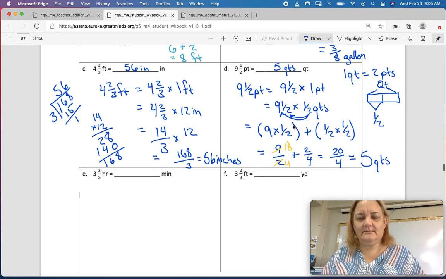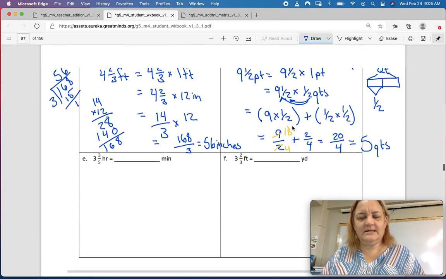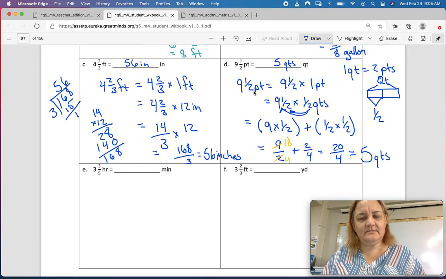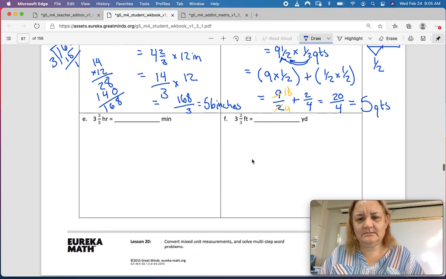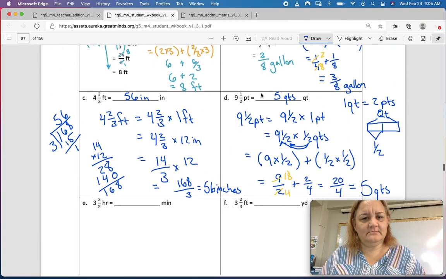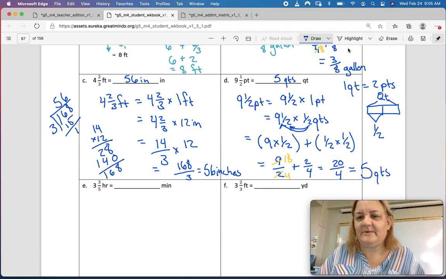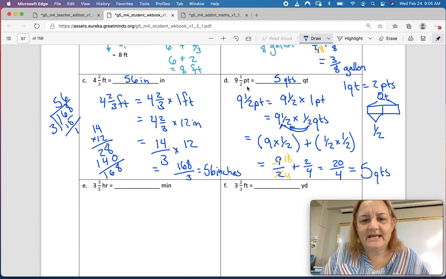I feel like that's not right, but... Yeah, no, that's right. I think. Let me check my work here. I want to check my work on this one. 9.5 pints. Well, if there's 2 pints in a quart, that would be 4 1/4 quarts. Am I doing something wrong?